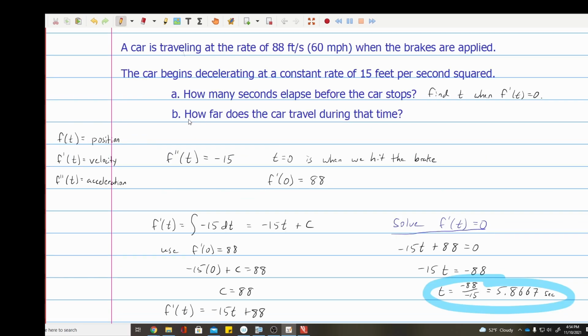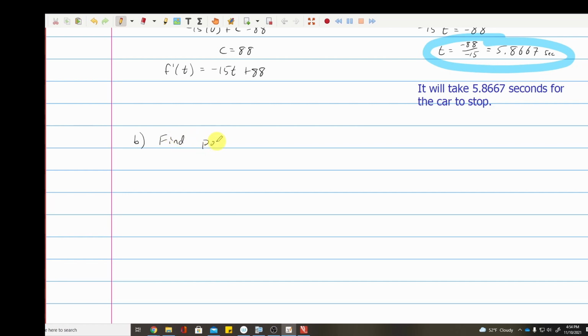Now let's look at the second part of the problem. How far does the car travel during that time? That's tricky because the speed the car is moving is changing over that time. So we can't just say, oh, it's going this speed, multiply by this amount of time, and you're done. What we need to do is look at where it starts and where it ends. So let's find the position function f of t. f of t is the indefinite integral of f prime, which we found earlier was negative 15t plus 88.